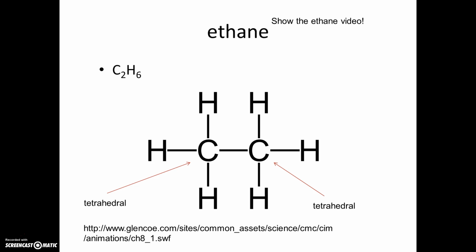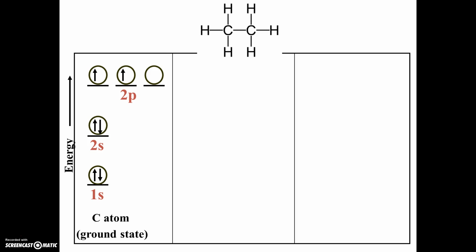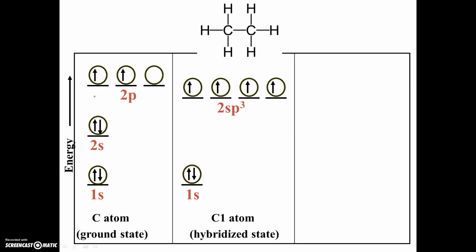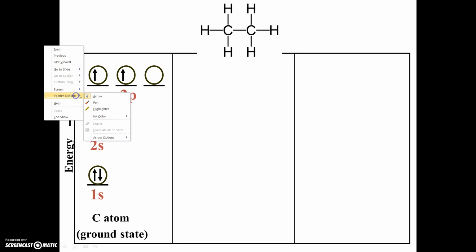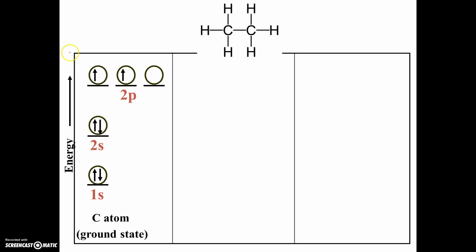In order to make a bond, you have to overlap orbitals. So let's look at normal carbon here. Here's the Aufbau diagram of normal carbon. Like we talked about before, it has two unpaired electrons, so you'd normally think that they'd make two bonds. But it doesn't work that way. We can see that around this carbon we've got four bonds, and around this carbon we've got four bonds. So we've got to do things a little bit differently.